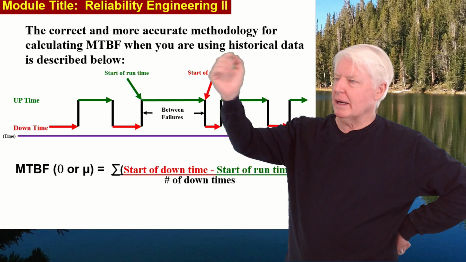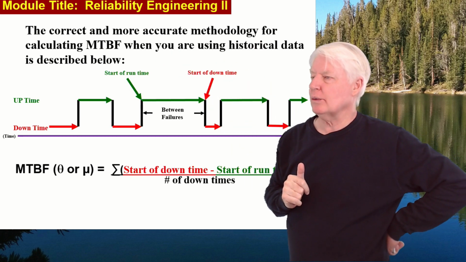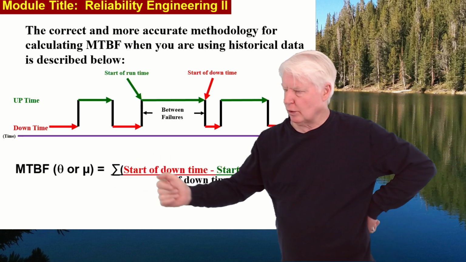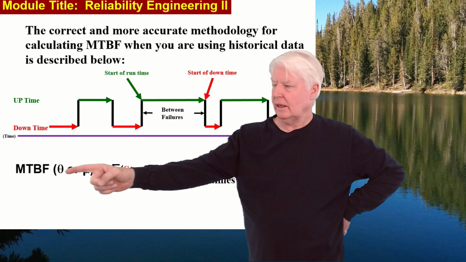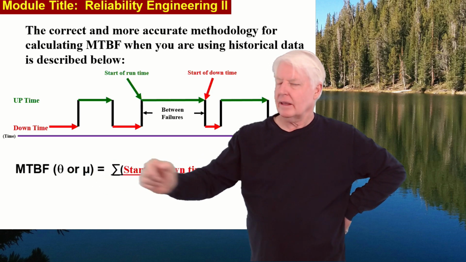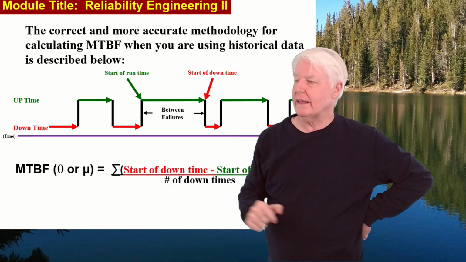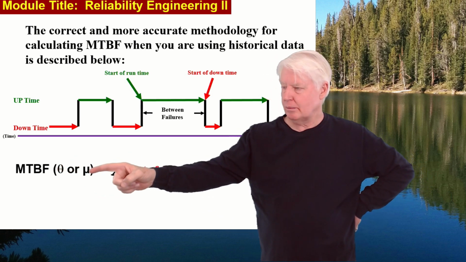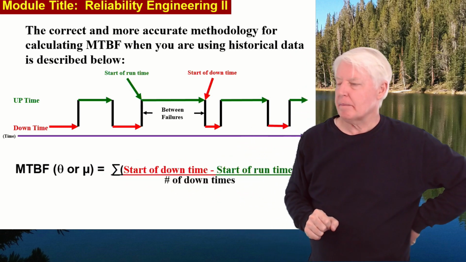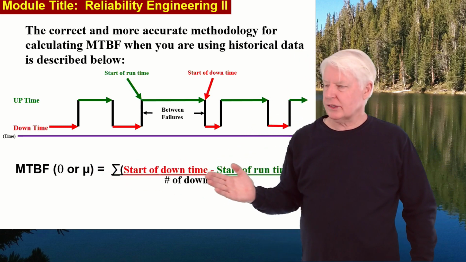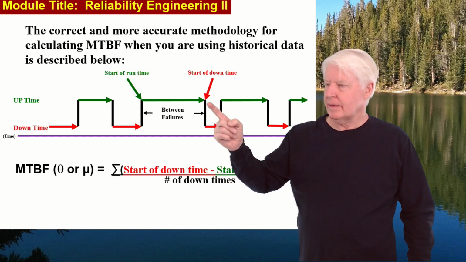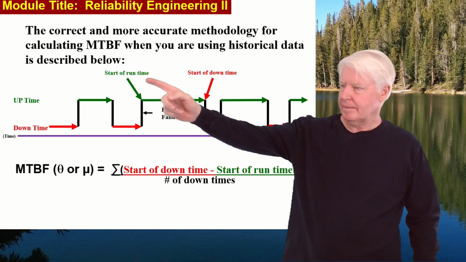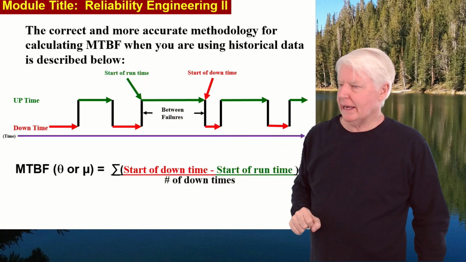The correct and more accurate methodology for calculating mean time between failure when you are using historical data is described below. Mean time between failure, also known as theta. Remember, lambda was the symbol for failure rate. Theta is the symbol for mean time between failure, or it could also be mu in some cases. Okay, so what do we do? We go start of downtime, that's the start where we had downtime, minus the start of runtime, divided by the number of downtimes.